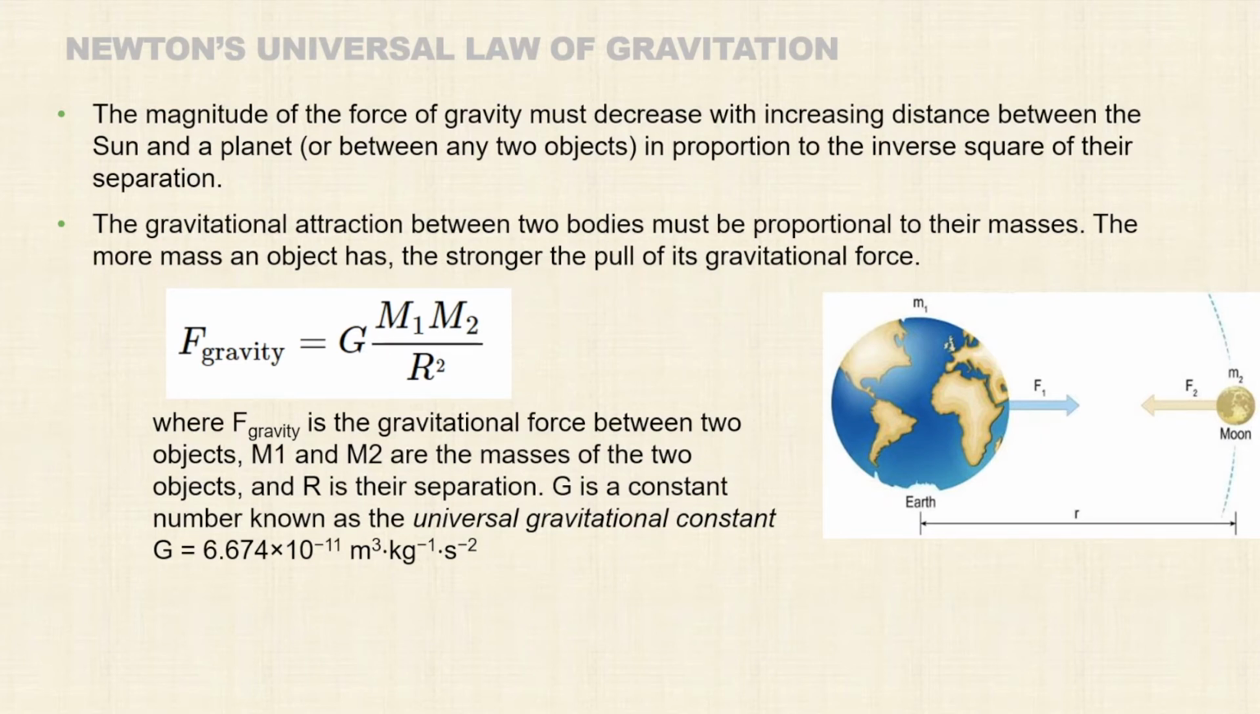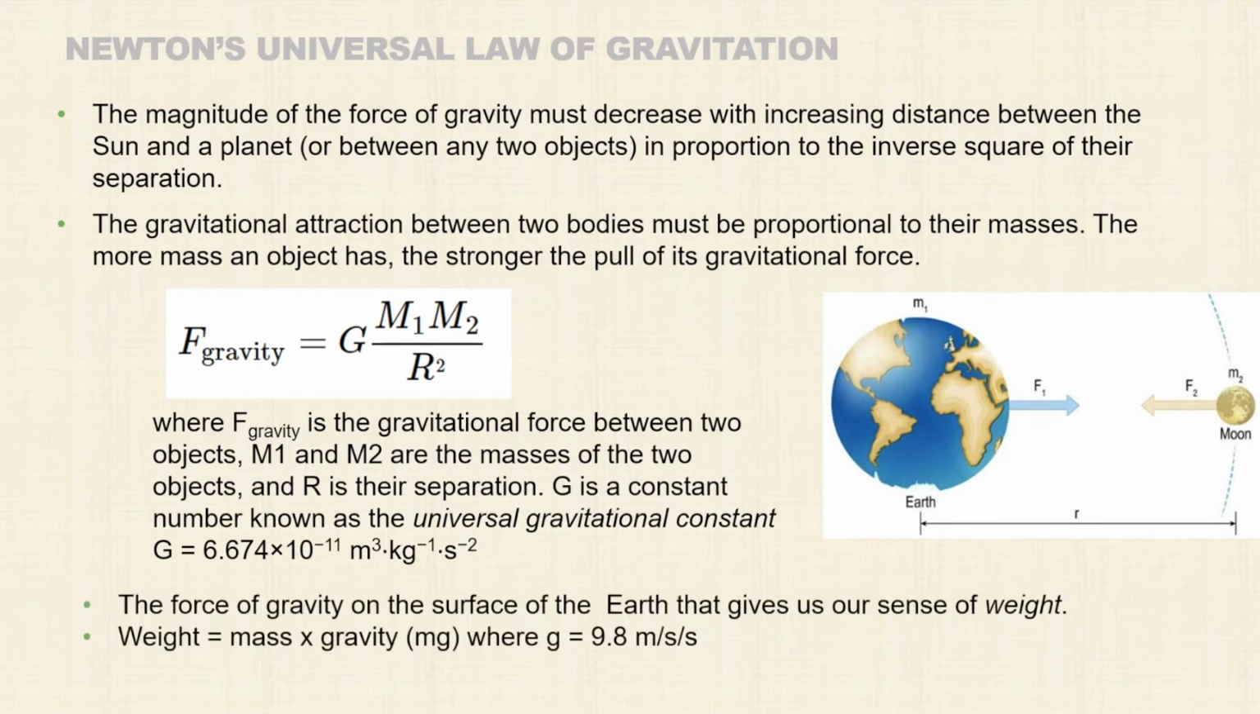When it falls, it accelerates with a certain value. That acceleration, which we call the acceleration due to gravity, is 9.8 meters per second squared. We always accelerate downward with g.